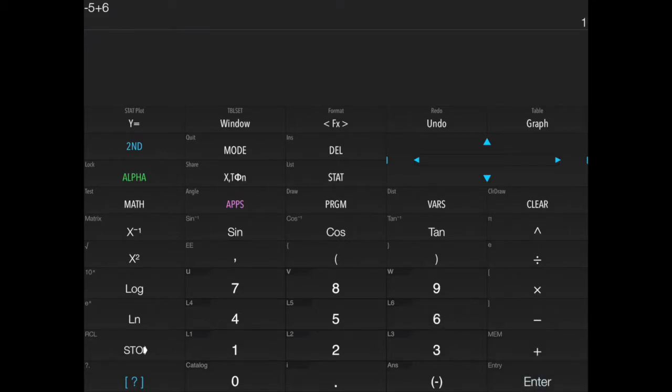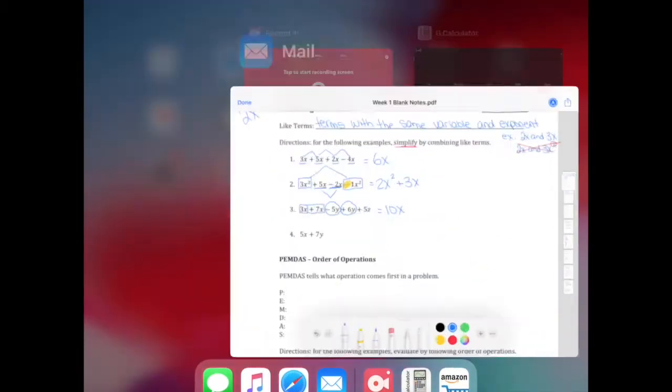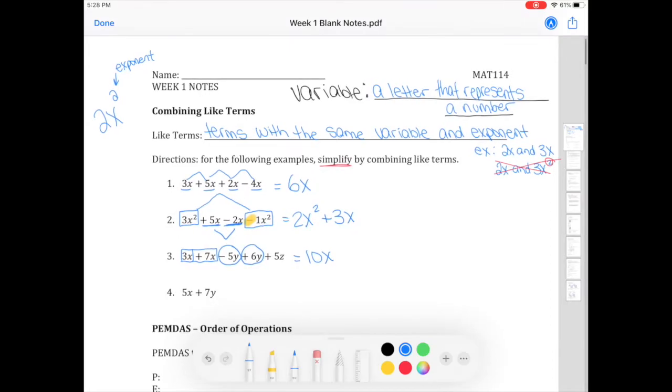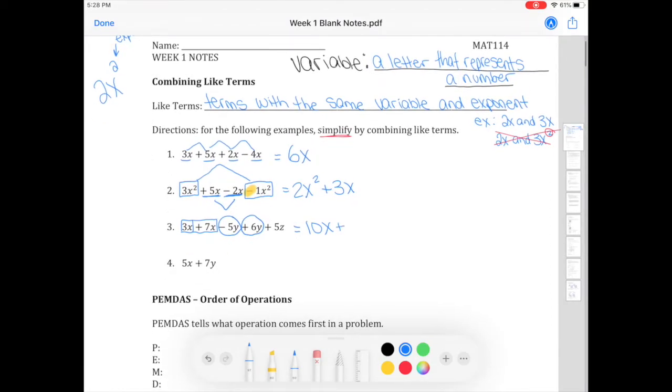So negative 5 plus 6 gets me 1. Okay, big difference between the minus and the negative sign. I just want to clear that up right in the beginning of the course. So negative 5 plus 6, when I combine them, I get a plus 1. So I'm going to write plus 1y. And then that last term there is a plus 5z. There's nothing to combine it to, but it is still part of the expression, so I'm going to bring it down.